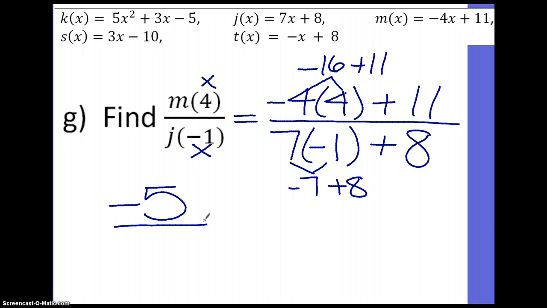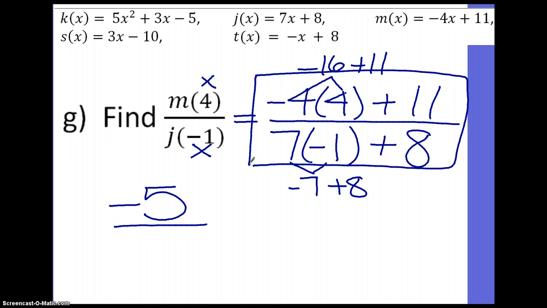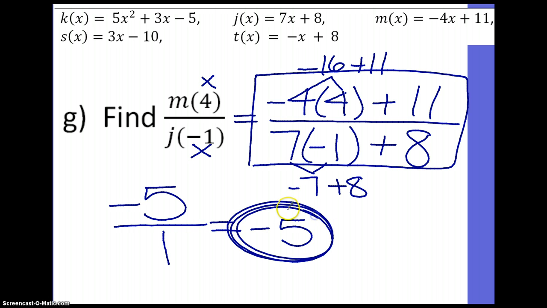And again, you could have typed this whole part in your calculator and got your answer. Or you could have done it step by step, the top and the bottom separately, and then divide them out. So here, negative 7 plus 8 is 1. And now we divide them out. Negative 5 divided by 1 is negative 5. So our answer here is negative 5. That's our answer when we plug in 4 for m divided by when we plug in negative 1 for j.